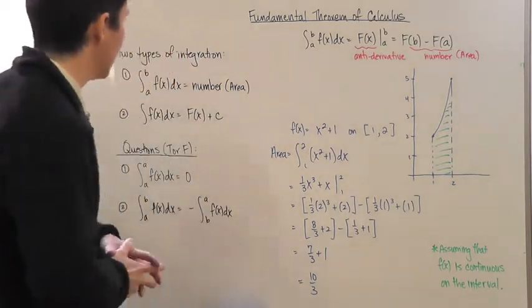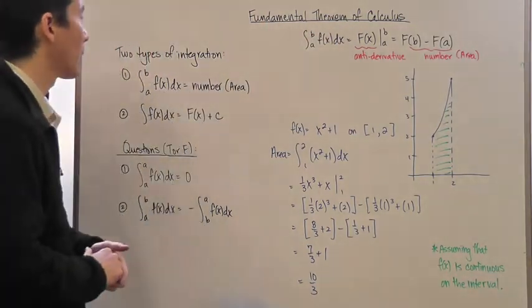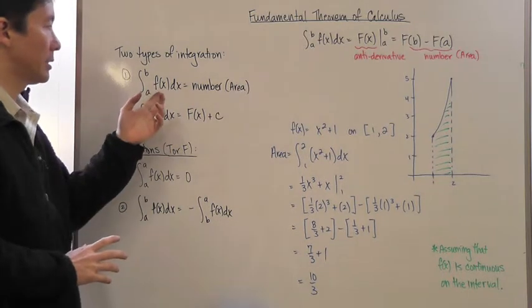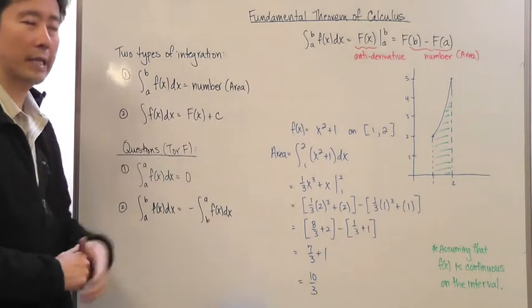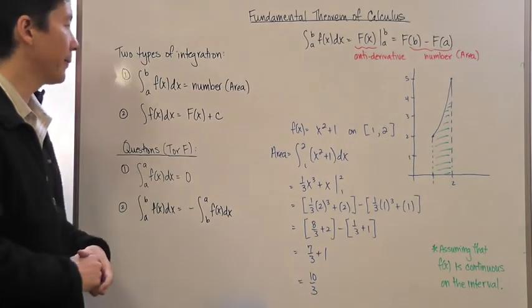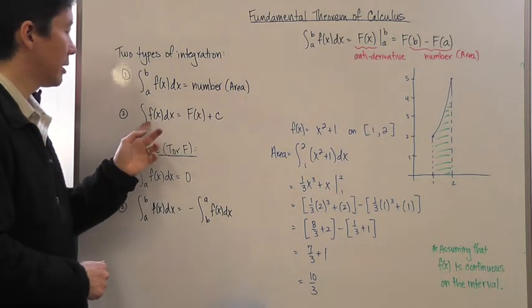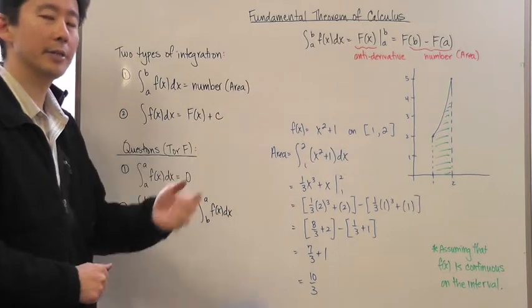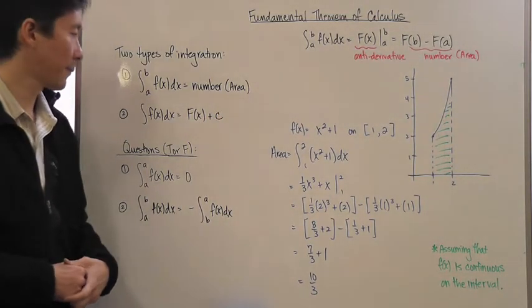Now let's take a look at what we had from before so that we can talk about what this does. We said we had two types of integration. We had definite integration, which is the integral from a to b of f of x dx. That gave us a number which represented an area. And we also had indefinite integration, which is the integral of f of x dx, which is equal to capital F of x plus c. And we said that that was going to be a family of functions.